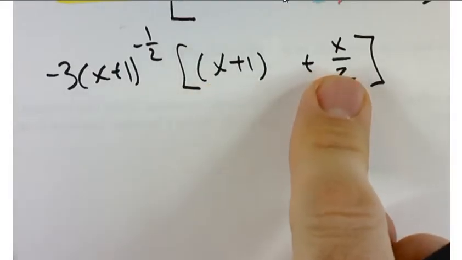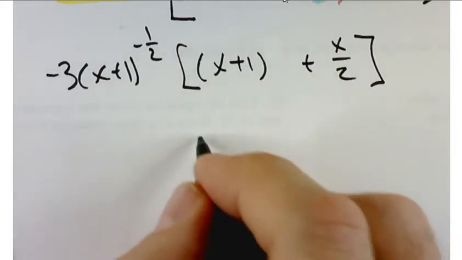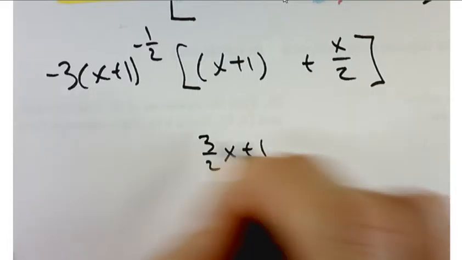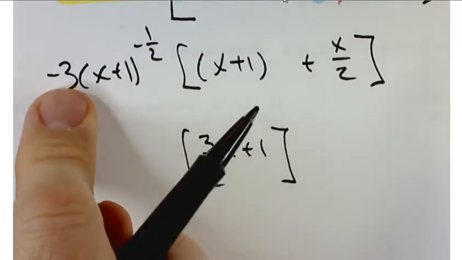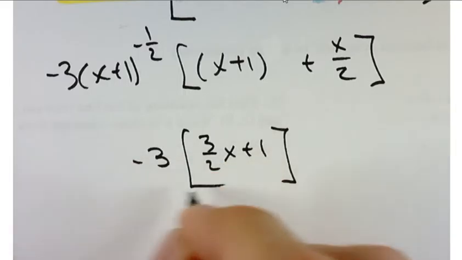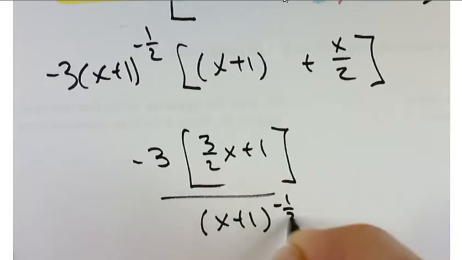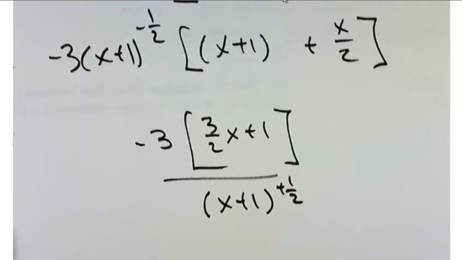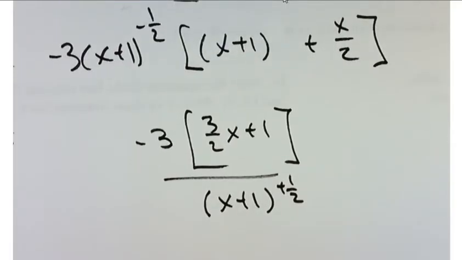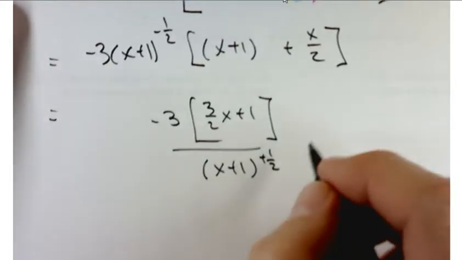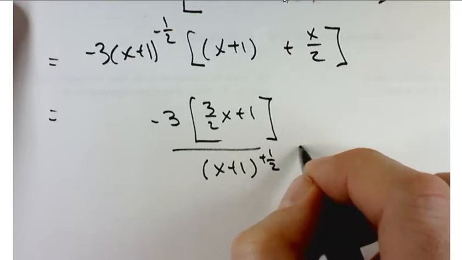So if we add those two together, we'll get 3/2 x plus 1. The negative 3 I'll leave in the numerator, but this term I'm going to put down in the denominator as x plus 1 to the minus 1/2, or to the positive 1/2 now. That's a lot healthier of an expression to try and work with. This is the derivative, and we've cleaned it up real nicely. Okay, so that's f prime.